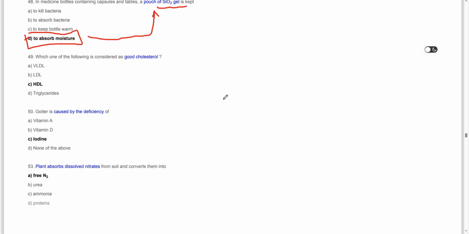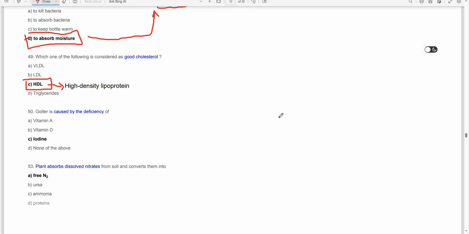Moving on, which of the following is considered a good cholesterol? HDL is considered a good cholesterol. What is HDL? HDL is high density lipoprotein, and that is a good cholesterol.